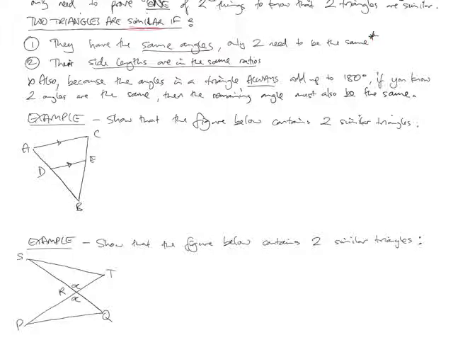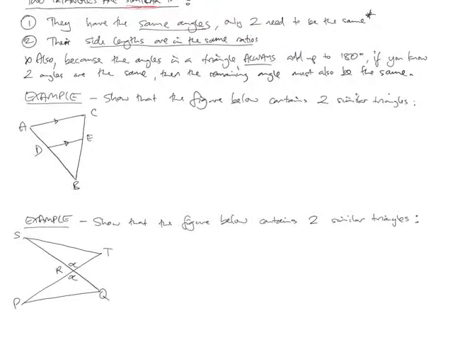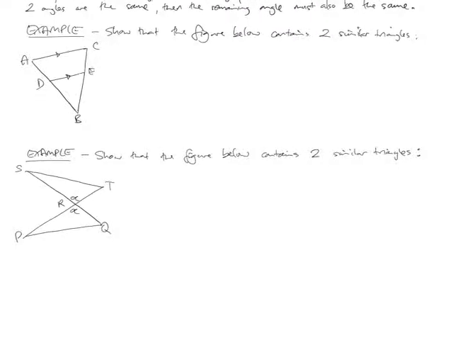The little star here is an extra thing to help, because the angles in a triangle always add up to 180 degrees. If you know two angles are the same, then the last angle is going to be the same too. So you don't actually have to prove all three angles are the same. You only need to prove two are the same. So let's see how this works, proving similar triangles.